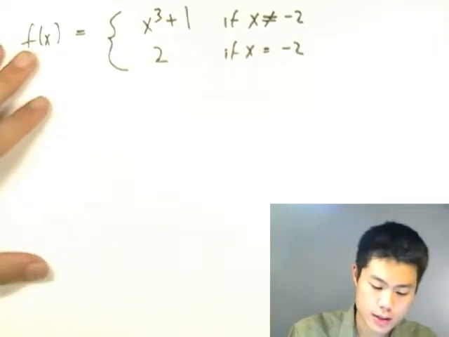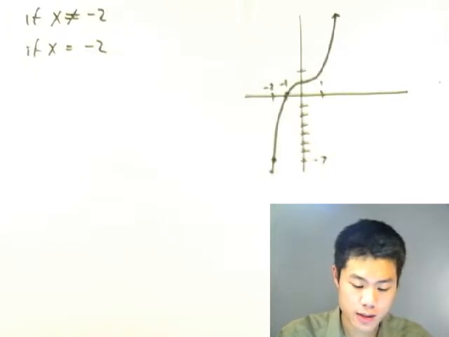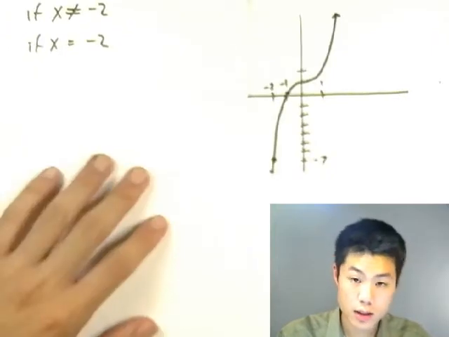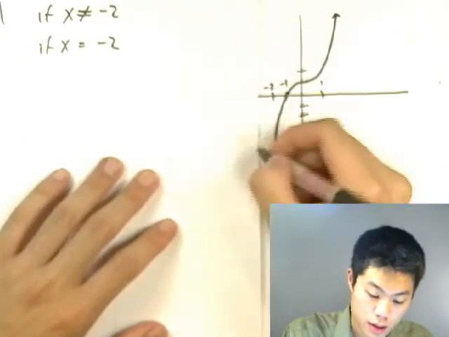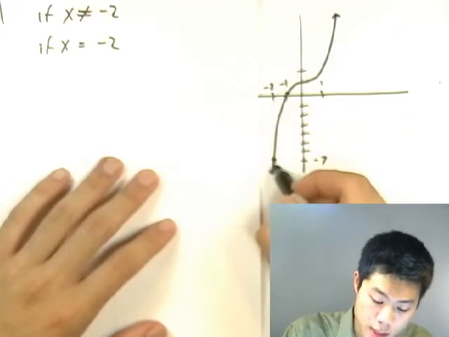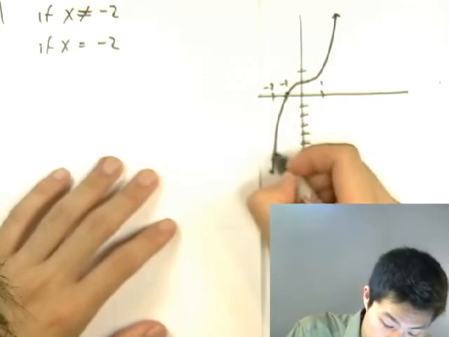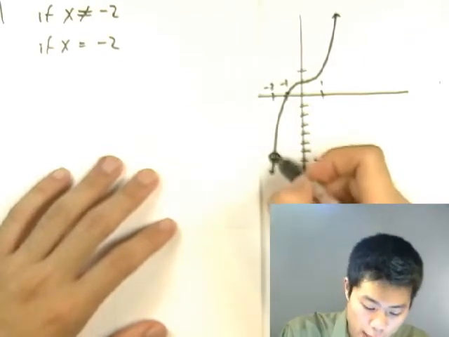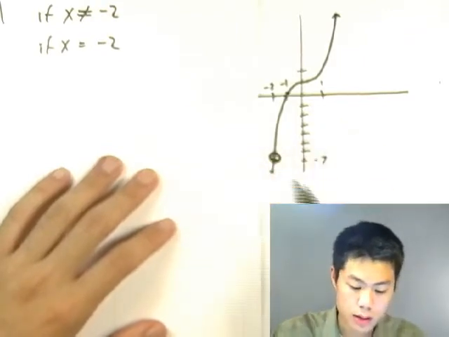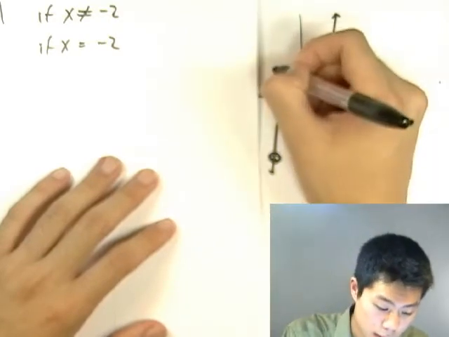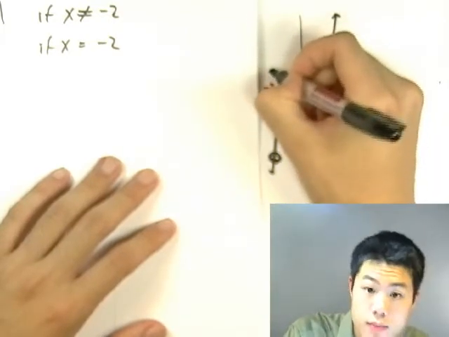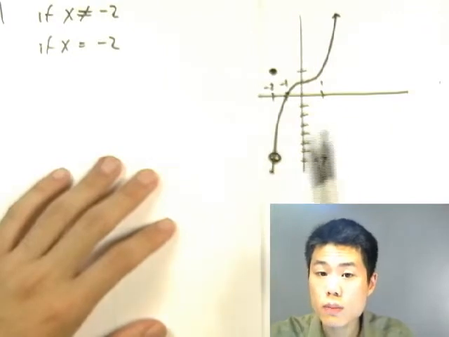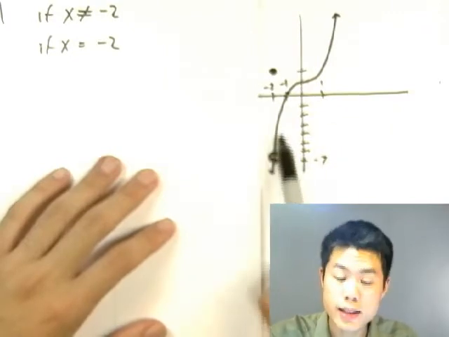If we draw this, it's actually going to be the same graph, except there's going to be a hole here. So instead of a dot, it's going to be a hole. I would white out the center of this hole, and a dot would be here. Do you see? We basically moved this point up here.